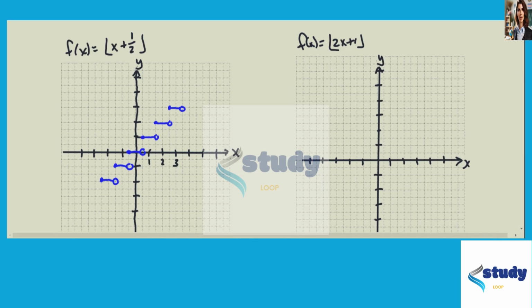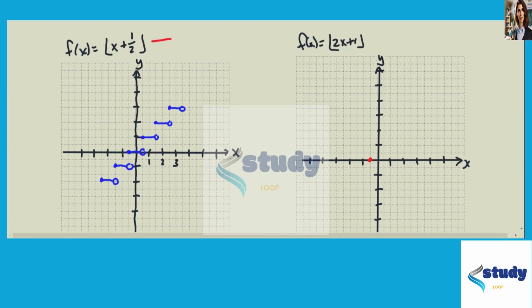Okay, our second one. Again, we have a floor function, but this time it's the floor function of 2x plus 1. Well, same thing we did last time. When is this function equal to 0? Well, it's going to equal 0 when x equals -1/2. So this one in red. So it's equal to 0 at -1/2. And it's going to stay there until x equals 0.